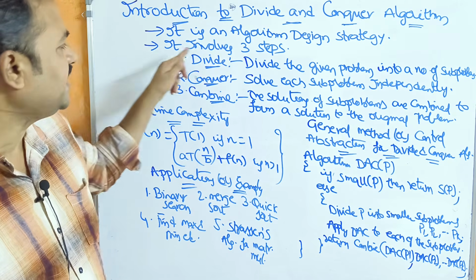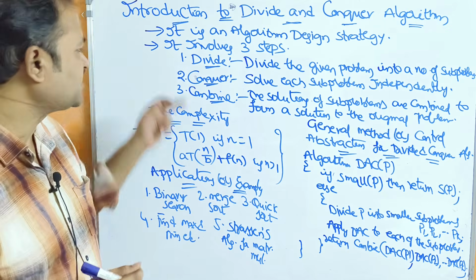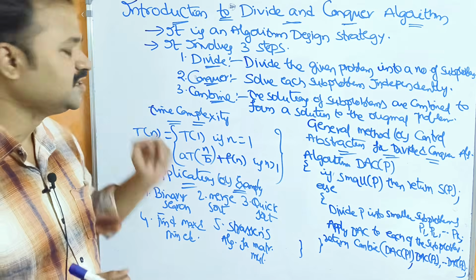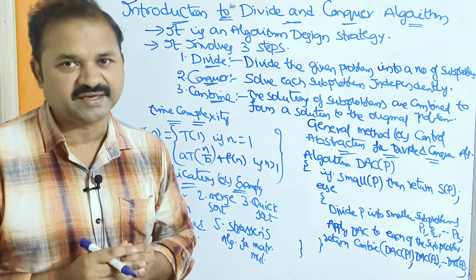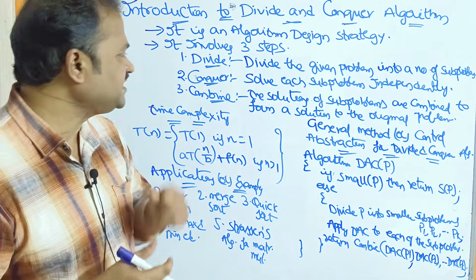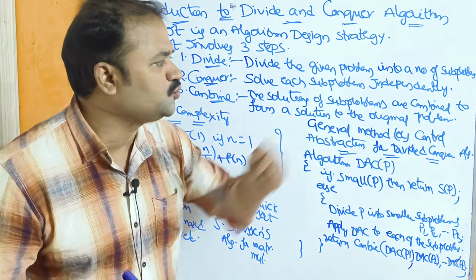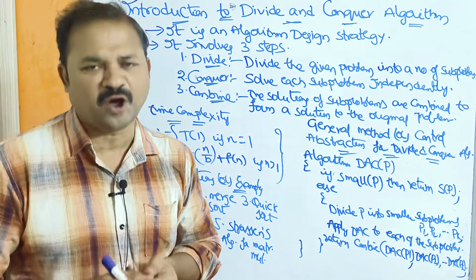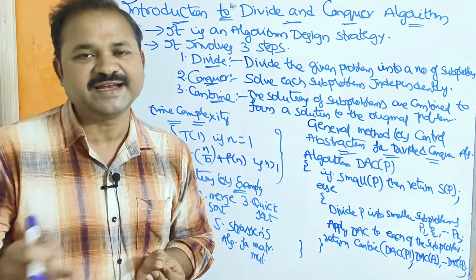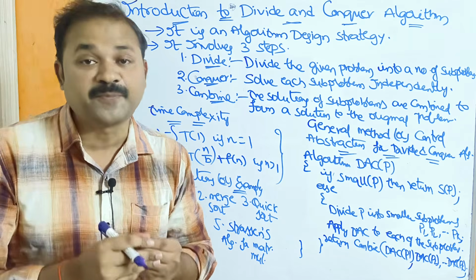Divide and conquer mainly involves 3 steps. The first step is divide, the second step is conquer, and the third step is combine, which can also be called merge. So first let's see about divide. Divide the given problem into a number of sub-problems. So let's say we have a large problem, then the given problem will be divided into a number of sub-problems.